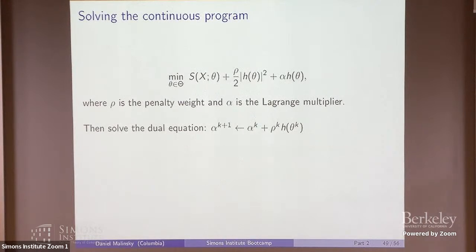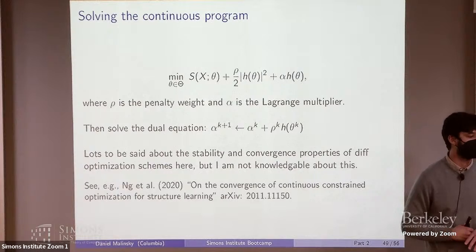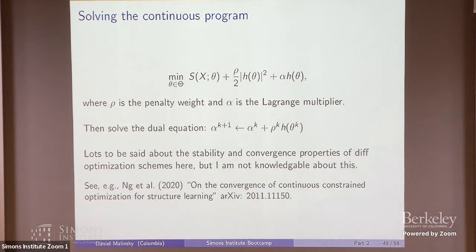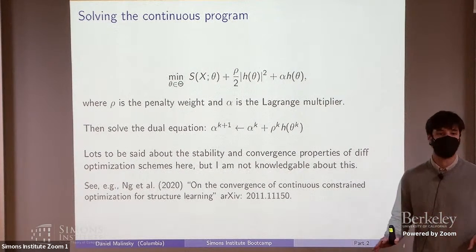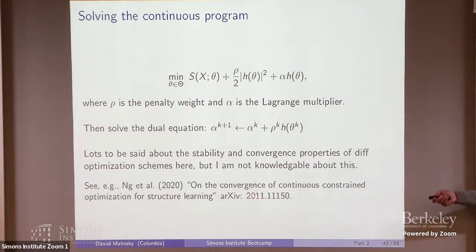And in the papers that I've seen, the approach has been mostly to minimize the score using this kind of augmented Lagrange multiplier approach, solving the dual equation. And there's probably a million things to be said about the stability and convergence properties of different optimization schemes here, but this is not something I'm personally very knowledgeable about, so I won't say more about it. There is a recent paper that mostly theoretically compares a few different approaches to solving this optimization problem, and that might be of interest to folks.